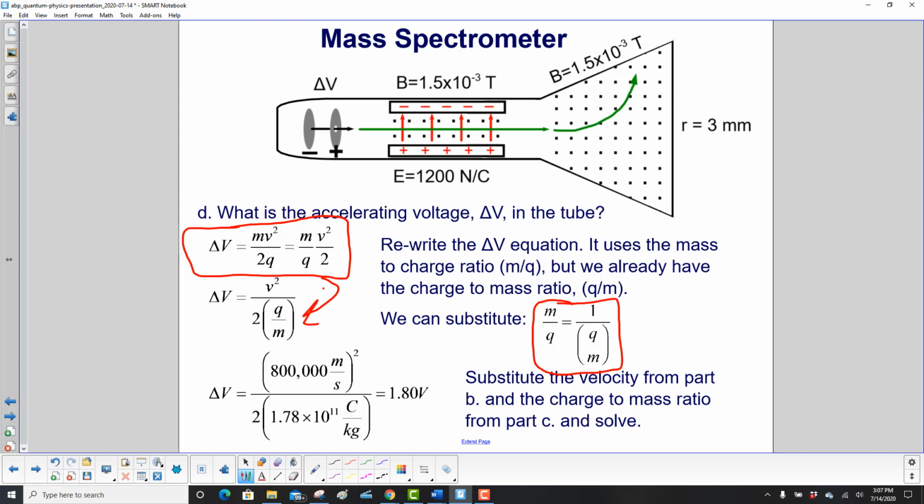and then we can put our numbers in. We have the velocity, we have 2, and we have the charge to mass ratio. So we find that it's 1.80 volts. It's just a cooler way of doing it.